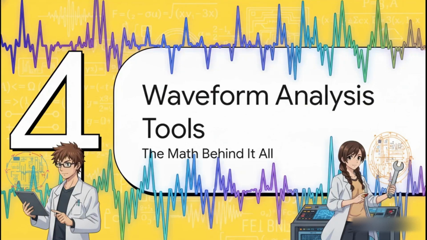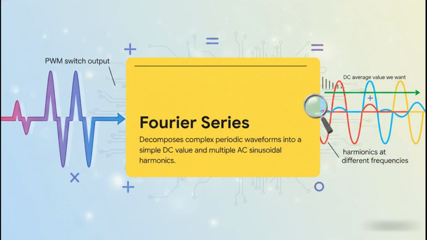Okay, section 4. So, with all this crazy fast switching going on, the electrical signals, the waveforms, they look pretty messy. They're definitely not the nice clean sine waves you see in a textbook. So, to make sense of it all, engineers need some pretty slick mathematical tools. The big one is called the Fourier series.